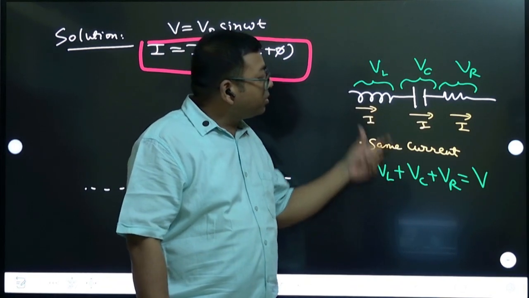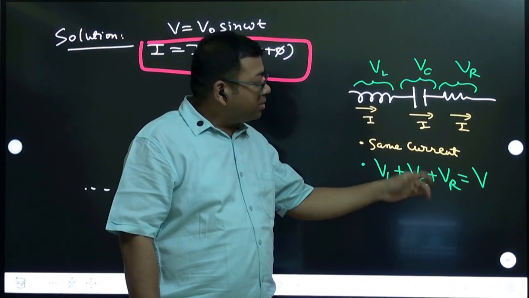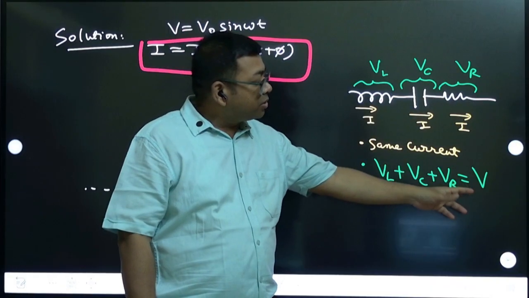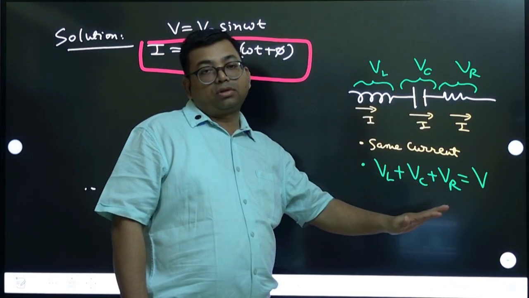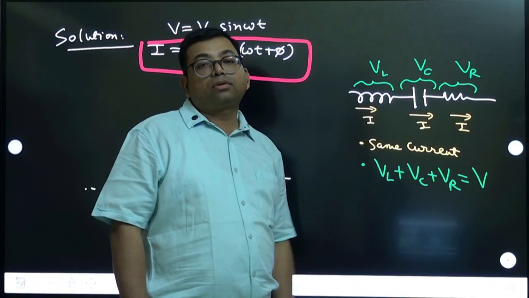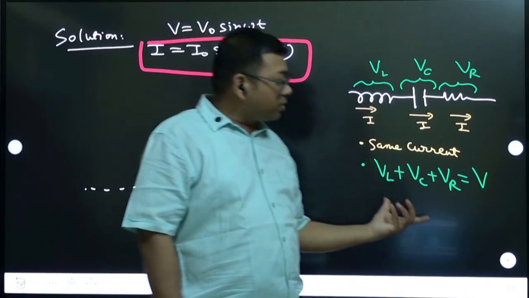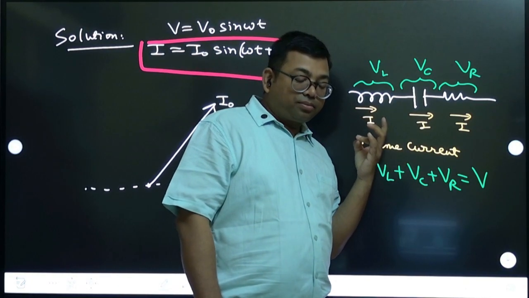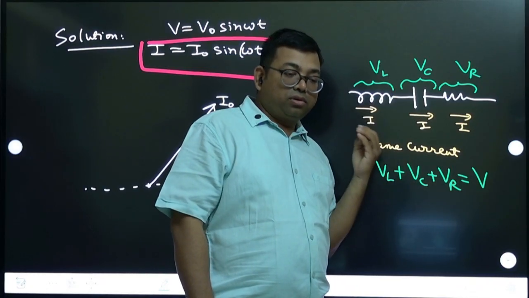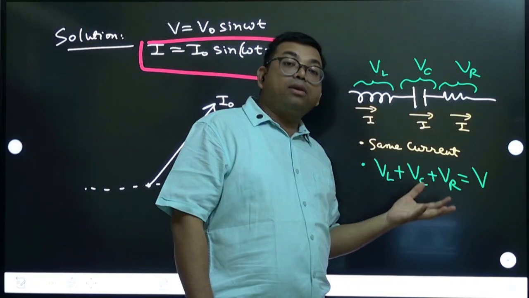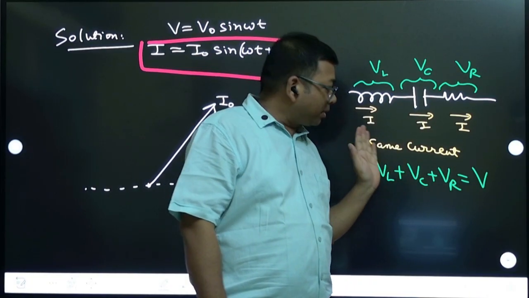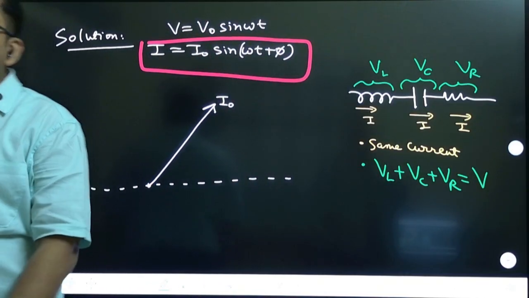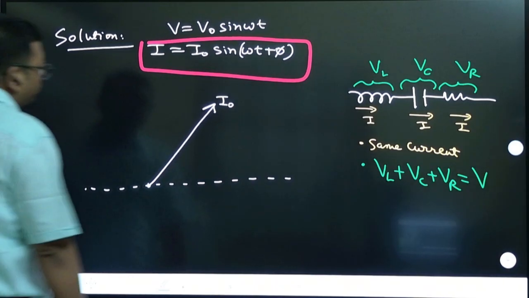And if you apply this equation for RMS also, then also it is correct. That means RMS voltage across inductor plus RMS voltage across capacitor plus RMS voltage across resistor is equal to the total source RMS voltage. So whether you apply this equation for RMS, instantaneous, average or peak value, that equation will be true. Right? So that's the main thing. Now let us try to do that.